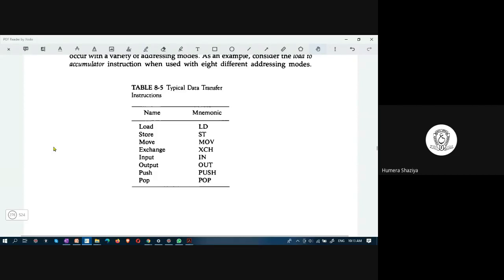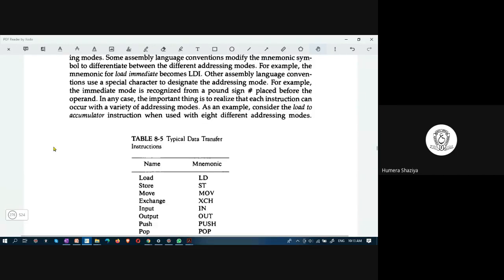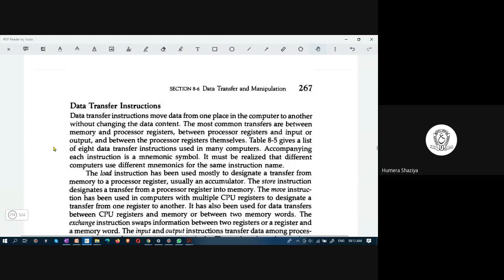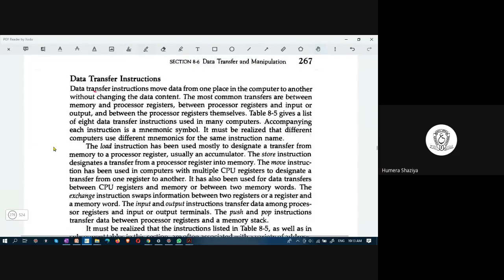Data transfer instructions are those instructions that shift the data or move the data or transfer the data from one location to another location, or one place to another place. Data transfer instructions move data from one place to another without changing the data content. Data is not changed. Data remains as it is. You are just moving it from one place to another place.